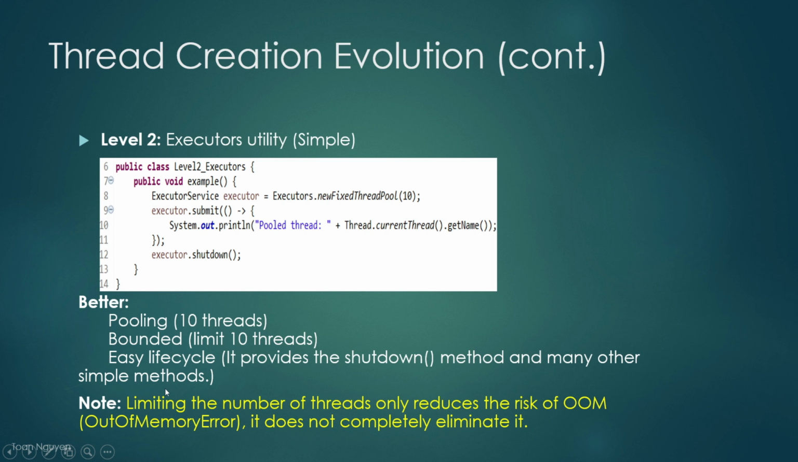Now note this. For example, we configure a pool with 10 threads. Pay attention here. This does not guarantee that out of memory will not occur. If the tasks executed by those 10 threads are too heavy, the system can still run out of memory.